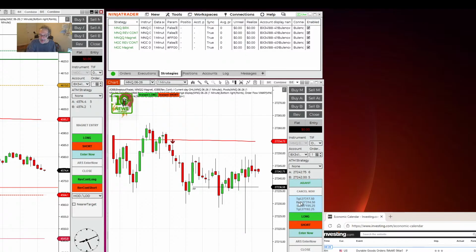So right now my magnet is not automated. It's just white. The magnet entry button is white. If I make it purple, and it says auto mode, by clicking it, then my magnet trade is automatic. Now, on the MNQ, we're waiting for our breakout. So that's the trade we're going to manage. We're going to manage our breakout trade, our spike trade.